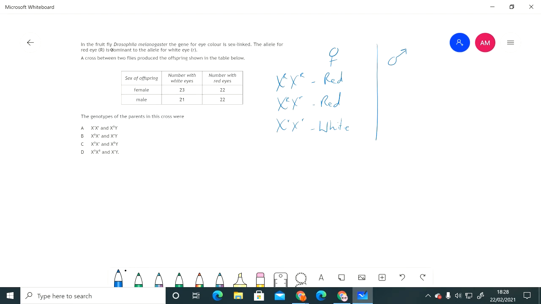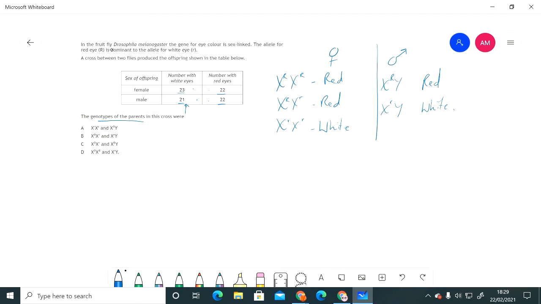For males, we have two different chromosomes. We could have the dominant allele, which means it would be a red-eyed male, or the recessive allele, which would be the white-eyed male. Now what we have to work out is the genotypes of the parents that resulted in approximately a 1 to 1 to 1 to 1 ratio of the number of white-eyed females, red-eyed females, and the same for the males. So there has to be a significant number of recessive alleles on the go.